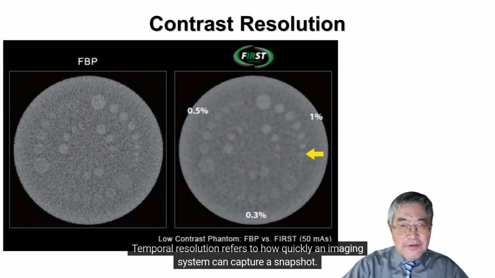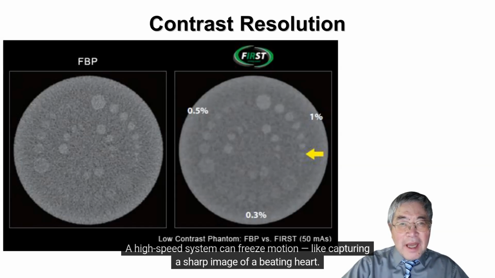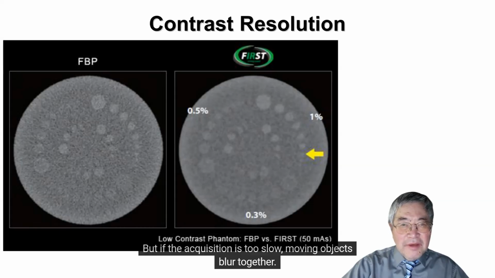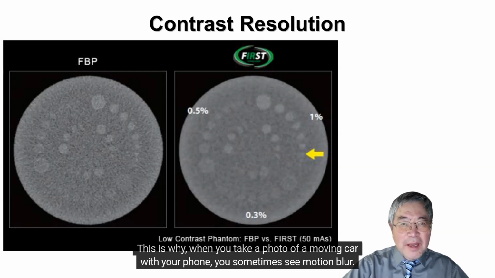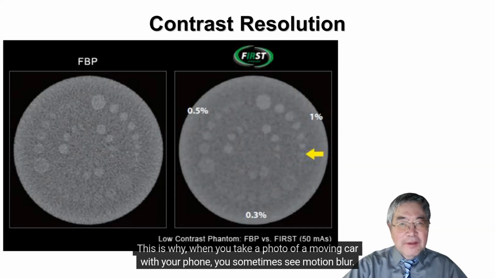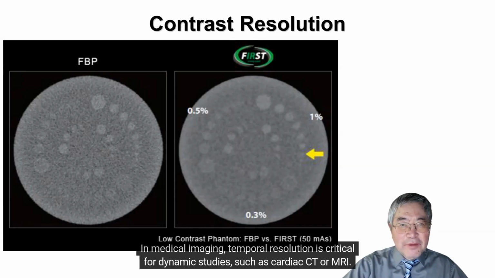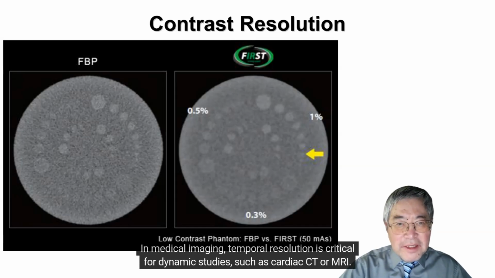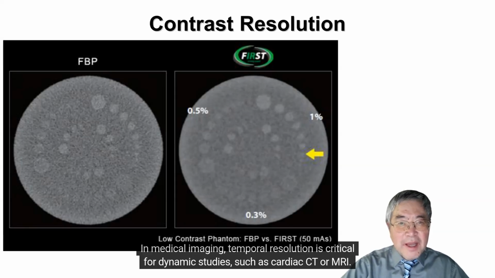Beyond contrast resolution, there are 2 more types of resolution we should briefly mention. Temporal resolution refers to how quickly an imaging system can capture a snapshot. A high-speed system can freeze motion, like capturing a sharp image of a beating heart. But if the acquisition is too slow, moving objects blur together. This is why, when you take a photo of a moving car with your phone, you sometimes see motion blur. In medical imaging, temporal resolution is critical for dynamic studies such as cardiac CT or MRI.